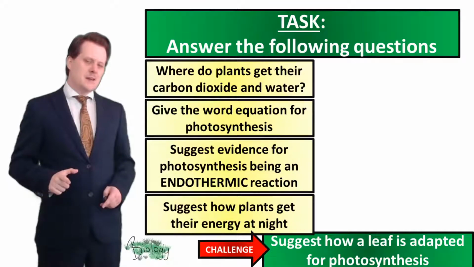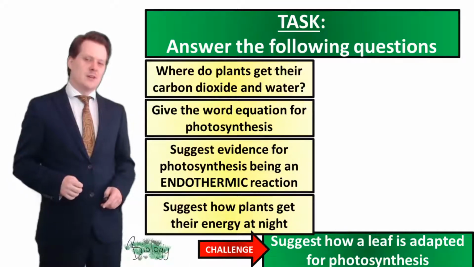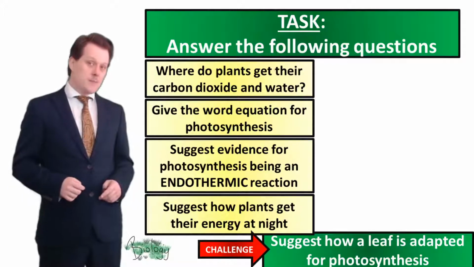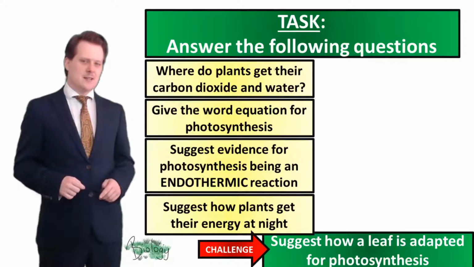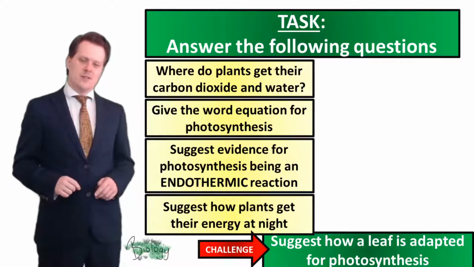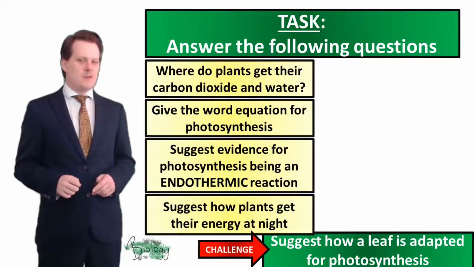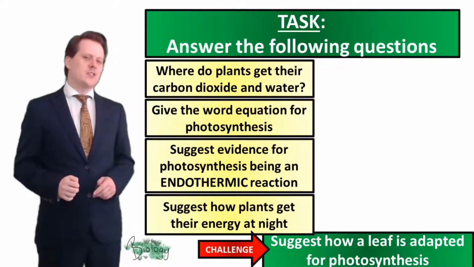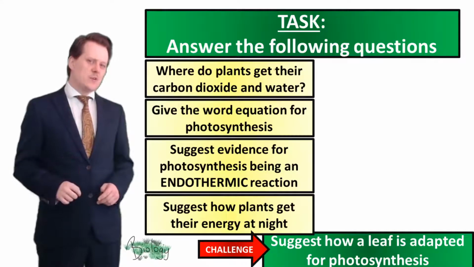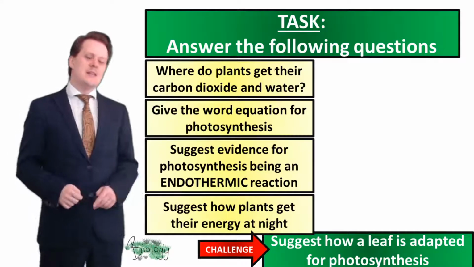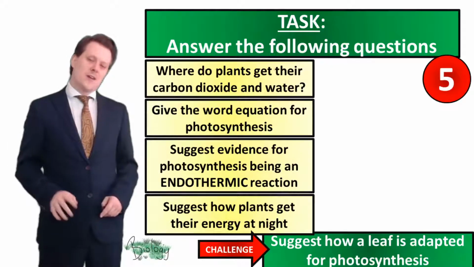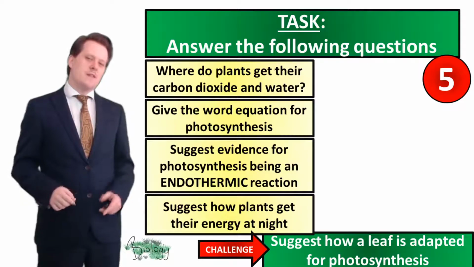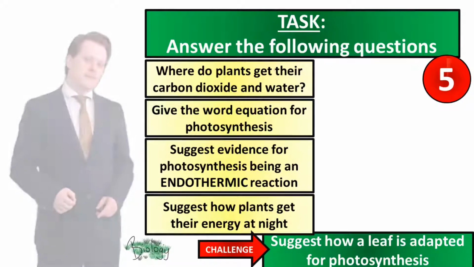With that in mind, I'd like to answer these 4 questions. I want to know, where do plants get their carbon dioxide and water? I want you to give the word equation for photosynthesis. I want you to suggest some evidence that photosynthesis is an endothermic reaction. And I would also like to suggest how plants get their energy at night. And if you really want a challenge, I'd also like to suggest how a leaf is adapted for photosynthesis. I'm going to put 5 seconds on the clock, and if you need more time, pause the video, and when you're finished, we'll go through the answers together.